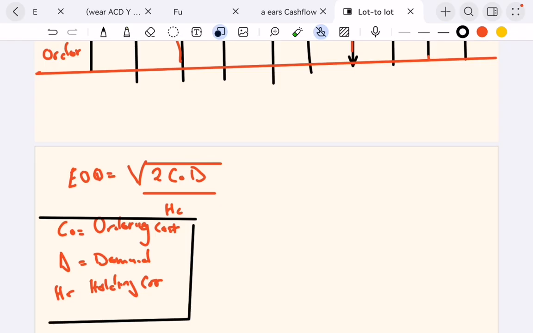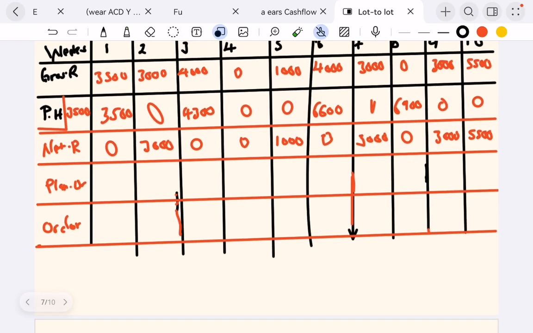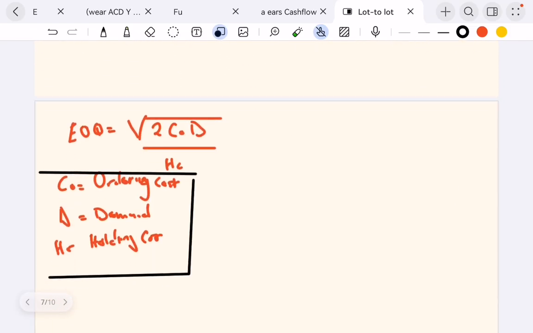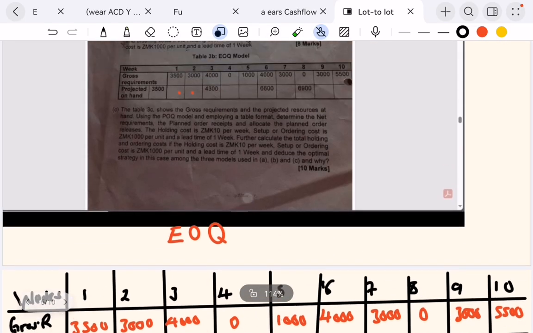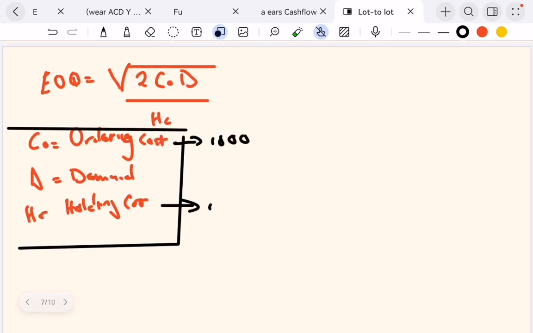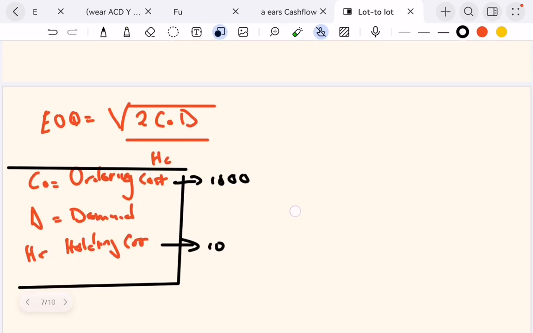So the ordering cost is given in the question here, where it says that the setup ordering cost is 1,000 per unit. So that's what we have there as the 1,000 per unit. The demand, we need to find the demand. The holding cost is given in the question here again. It says the holding cost is 10 kwacha per unit. So the holding cost is 10 kwacha. But on the demand, we need to find the demand.